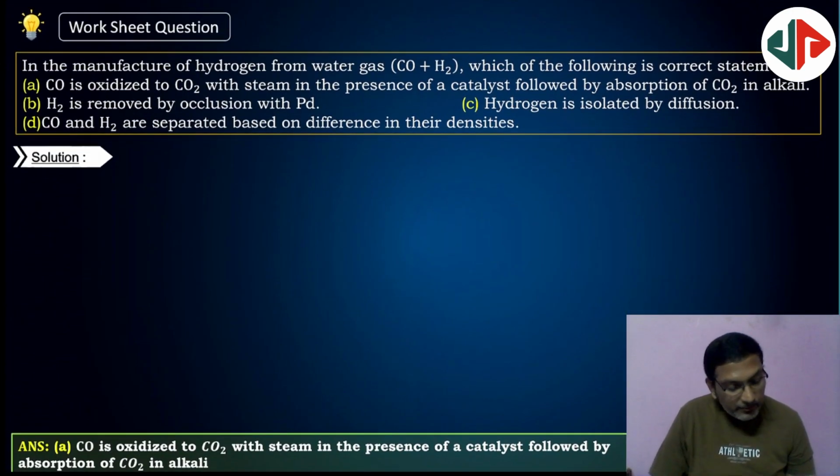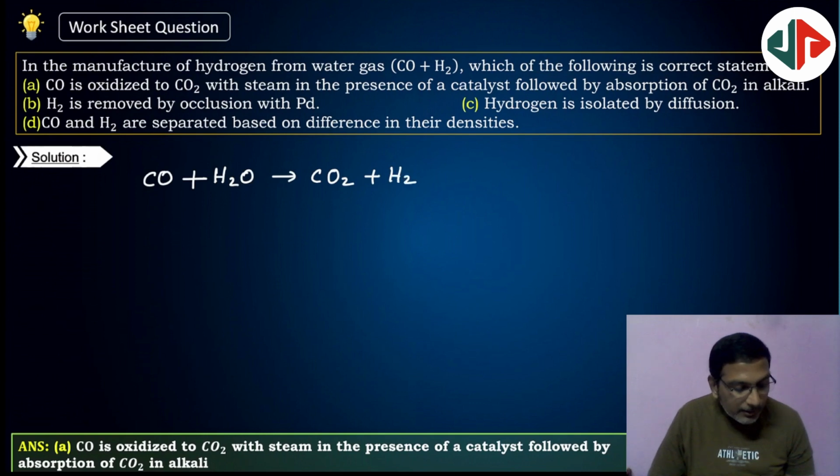In the manufacture of hydrogen from water gas, which of the following statement is correct? CO is oxidized to CO2 with steam in the presence of catalyst followed by absorption of CO2 in alkali. So first we'll get CO. That CO will be oxidized with steam. That means CO will be converted to CO2 with release of H2 gas. So this CO2 reacts with alkali.